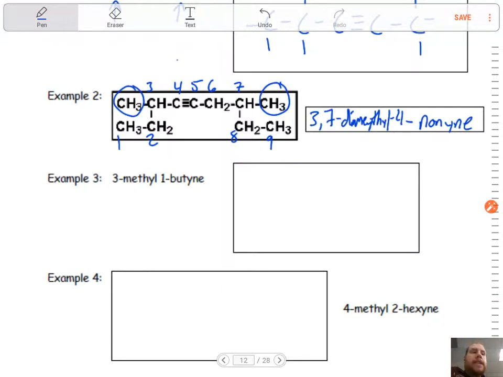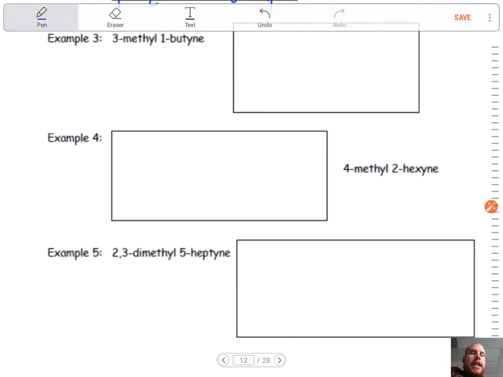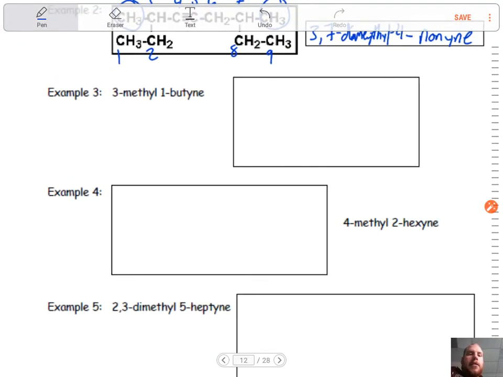So again, it's the same process, guys, for alkanes, alkenes, alkynes. Label your long chain first, and then worry about any branches that you may have coming off of it, okay? So try these last few examples on your own, okay?